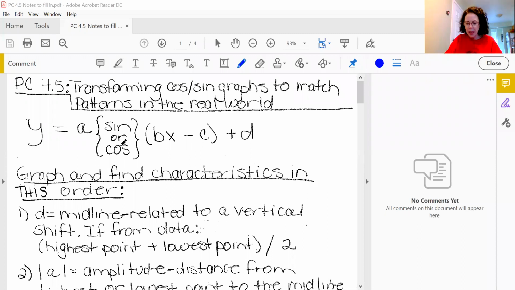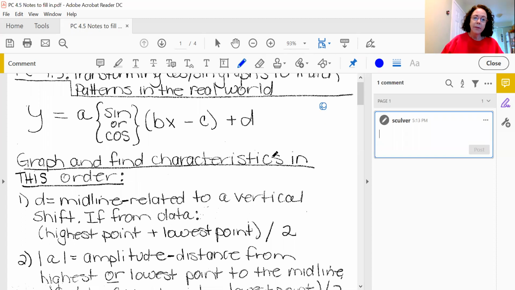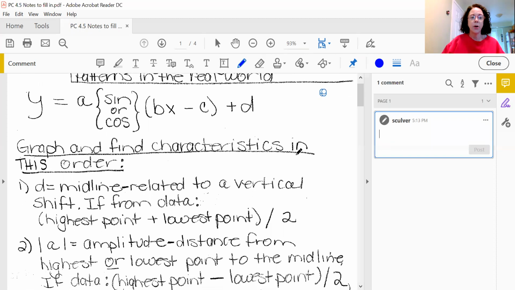So first of all, on the first page, the basic equation for transforming a sine or cosine graph is A times sine or cosine, where the angle is being multiplied by B minus C. And then the function has a plus D being added to it. And of course, that can be positive or negative. So I just give some notes here, how to graph and find characteristics in this order.